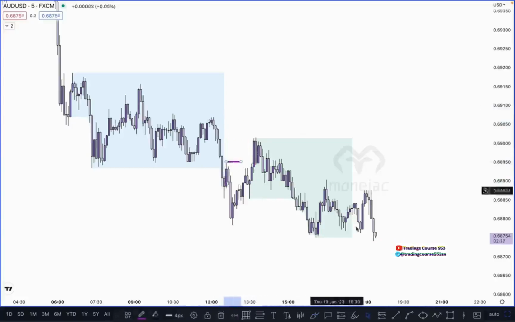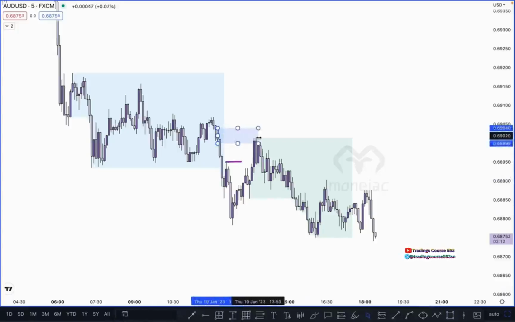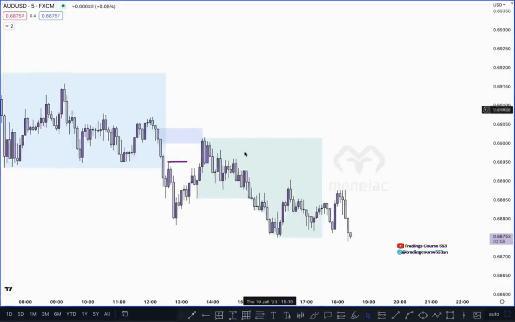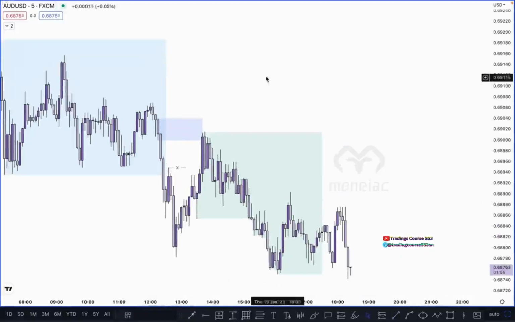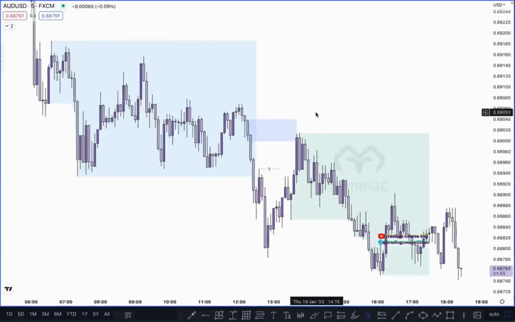The inducement was taken out, and where is your unmitigated order block? You can see here, this one is our unmitigated order block. And why am I choosing this one? Because above it there is no unmitigated order block, right? So that's why the market took out this inducement and tapped your recent POI, and then you can sell here. This one is our first POI where we can sell.